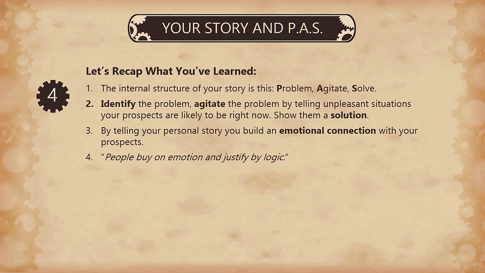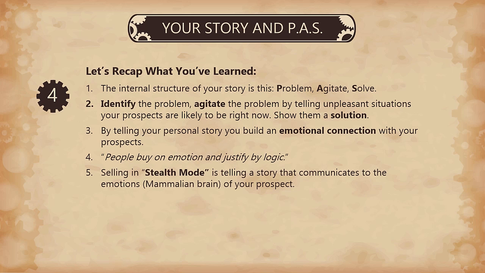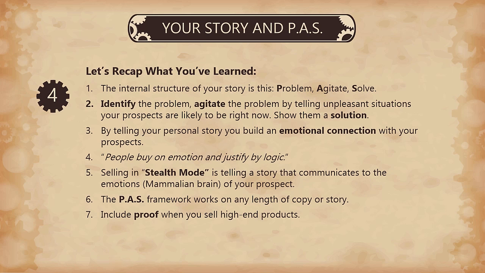Selling in stealth mode is telling a story that communicates to the emotions, the mammalian brain of your prospect. It does not communicate to the cortex part of your brain, or what's also called the thinking brain. Next, the problem, agitate, solve framework works on any length of copy or story. If you sell a high-end product, you can still use the framework, but you must include proof that other people tried the solution you offer and got some great results.